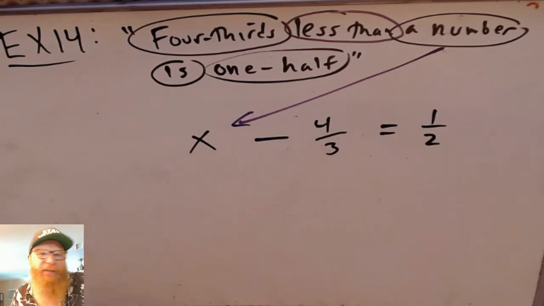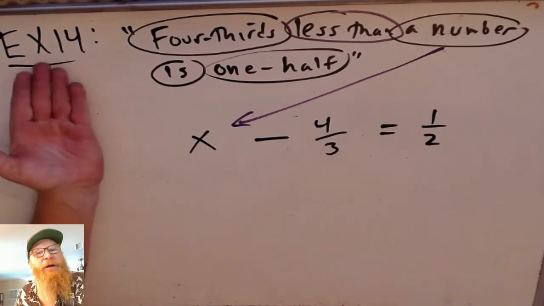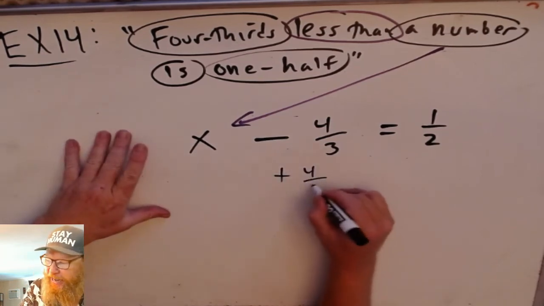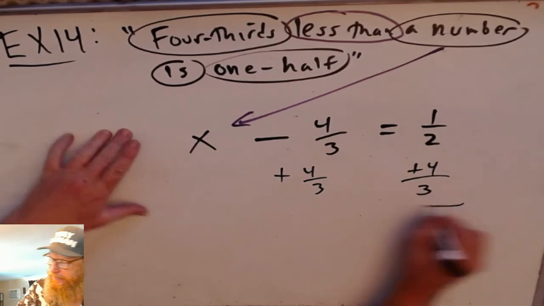I don't think solving this is going to be complicated. Certainly not at this point. I mean, we're at example 14 of this lesson. So, I think you can take it from here. Just add 4/3 to both sides.